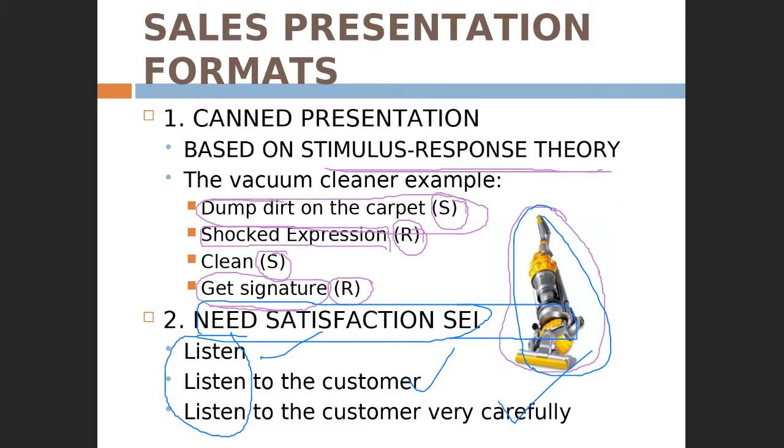Yes, sir. This is Dinesh here. Sir, in the stimulus response theory, like in the example you have given, if he dumps dirt on the carpet, what if the customer rages at the salesperson? Every time this doesn't work, right? The customer gets angry. It's okay. You just smile and say, hey, wait, I'll clean it. Don't worry. Okay.